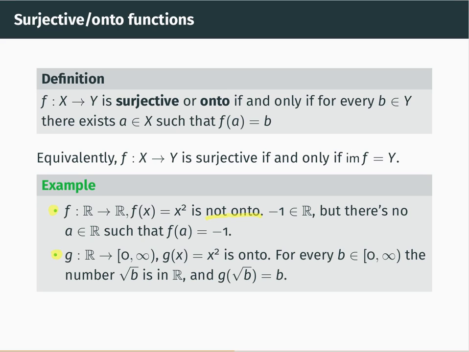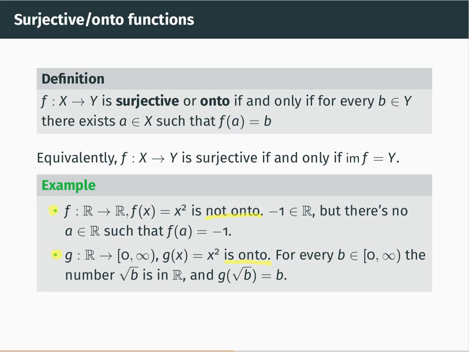Now let's make a very small change in the function f from the first bullet point. We'll give it a different name because it's a different function. So this time g has domain the real numbers and codomain the set of non-negative real numbers, so the interval closed at 0 and open at infinity. The rule is that g of x is equal to x squared, and this is onto.